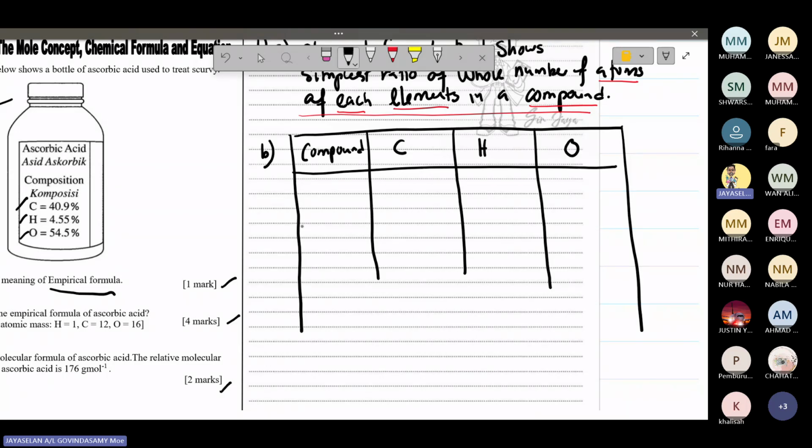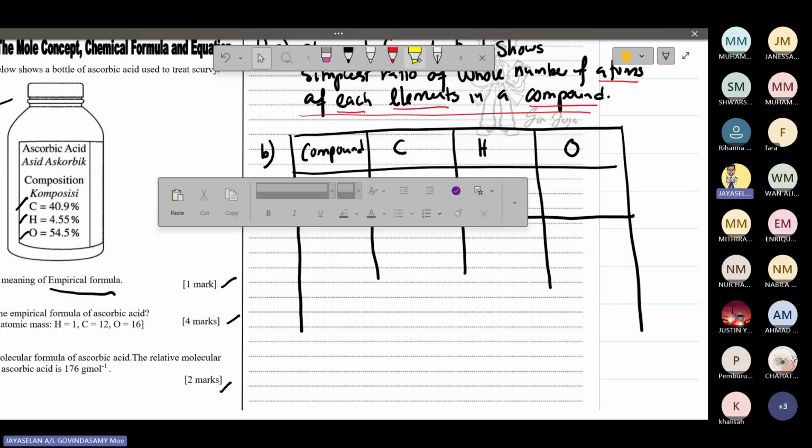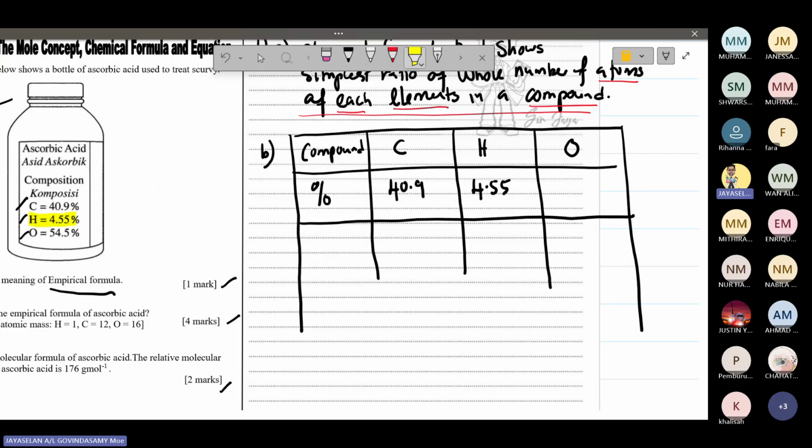Once you already follow like this, what you guys do here, you put percentage. What is the percentage given in the question? So this one 40.9. This one 4.55. Okay, you all see 4.55. If it's not clear, I highlight here 4.55. Number 2, what do they give? Oxygen atom. So if it is atom here, it is atom here too. Oxygen they give you 54.5. So this is the percentage given in the question.